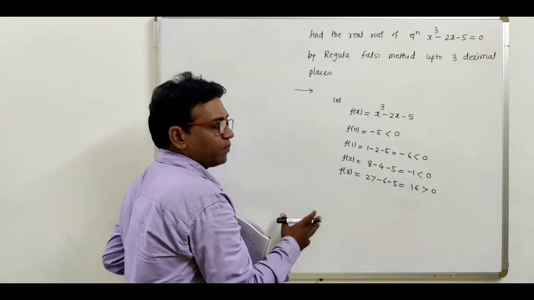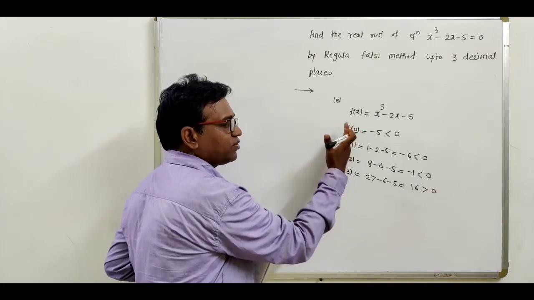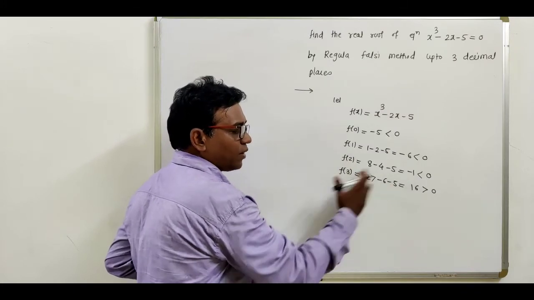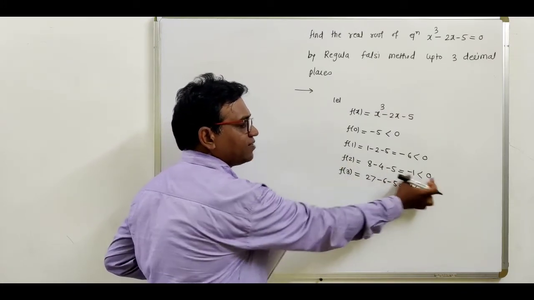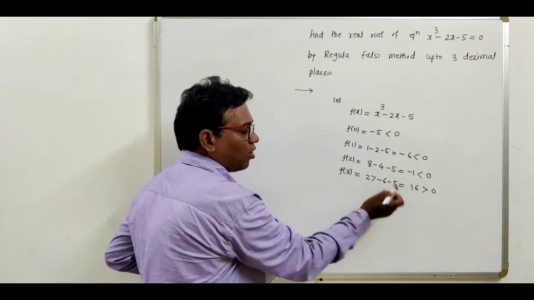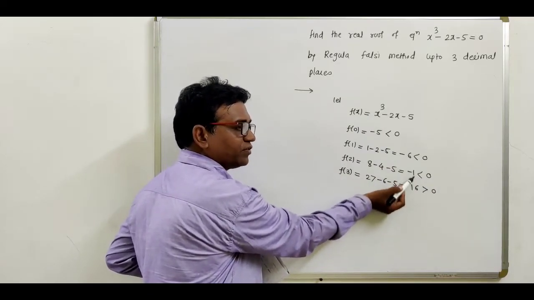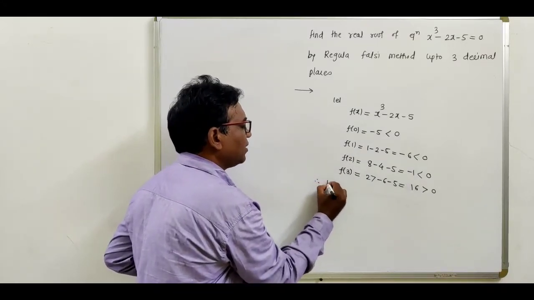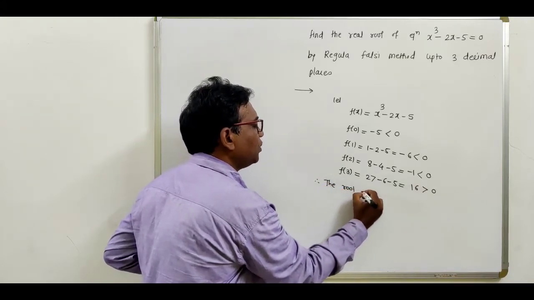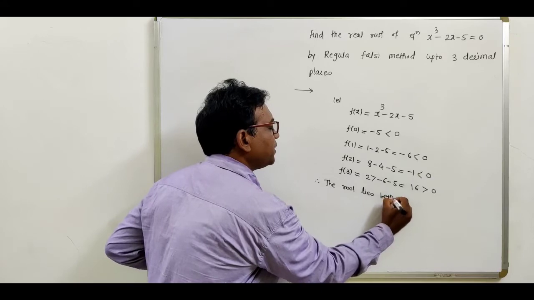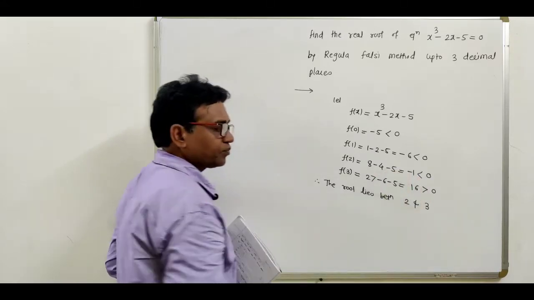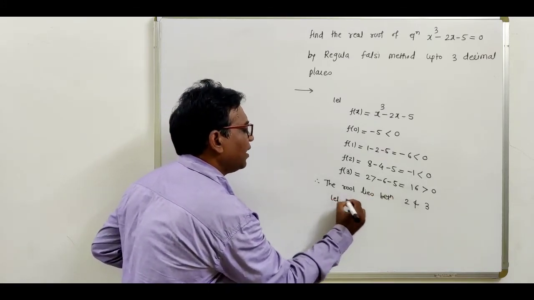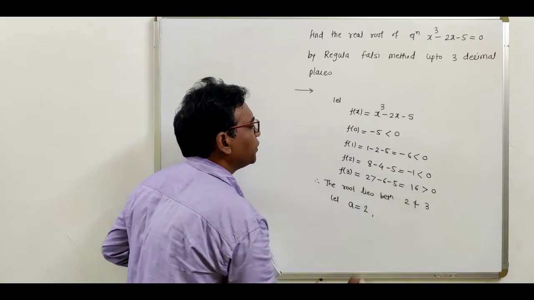So see, what is the first step? Substitute the values of x equal to 0, 1, 2, 3 and so on, and find out the functional values which are of opposite sign. f2 is negative, f3 is positive. So always the root lies between the negative and positive functional value. That means the root lies between 2 and 3. So let us choose a equal to 2 and b equal to 3.